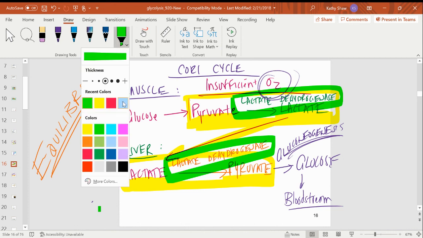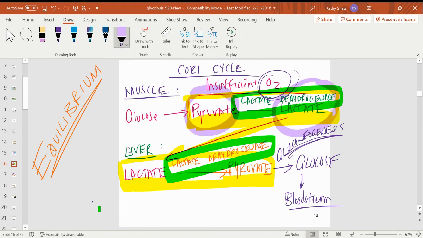Also, what's another good thing to ask? Well, how about which way am I going with the pyruvate and the lactate? Which one am I making where? I'm making lactate in the muscle. I'm making pyruvate in the liver. So, do you know which direction you're going? So those are really common things to get asked about the Cori cycle.